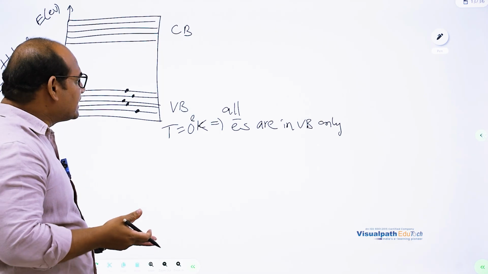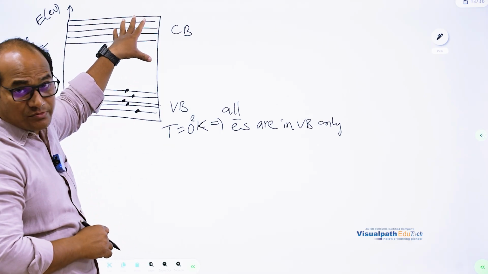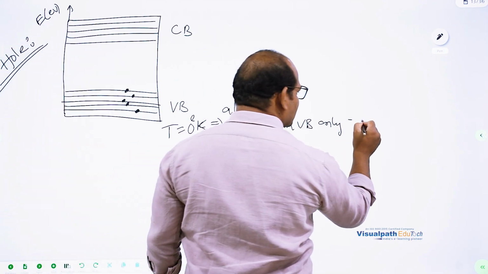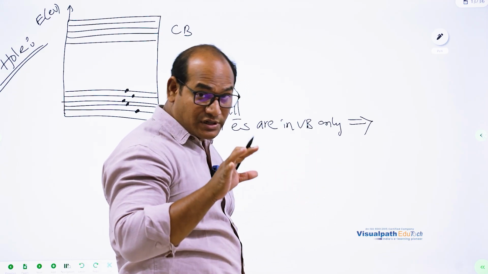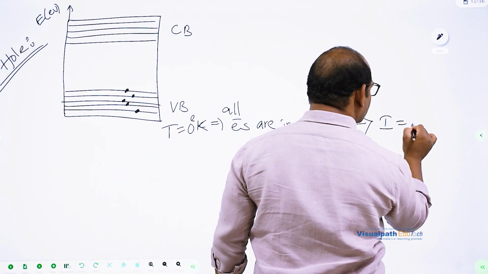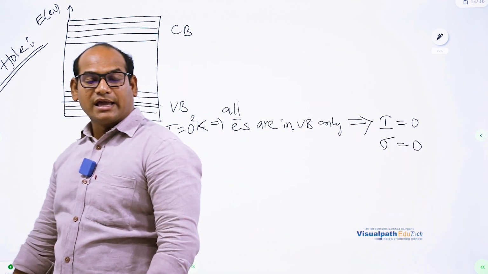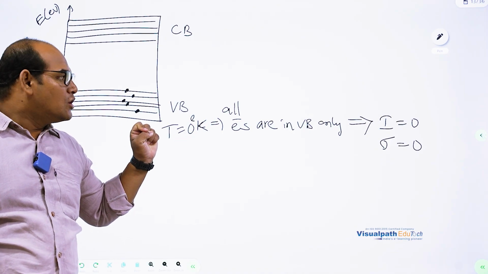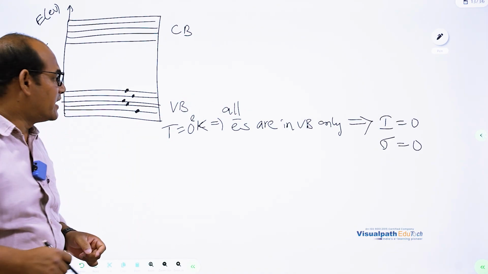At this moment, you will not get any current. If you want current, these electrons should go to conduction band. Then only current is possible. Because all the electrons are available in the valency band, those electrons are called bonded electrons. So we will not get any current. Current is equal to 0 or conductivity is equal to 0. This is possible at T equal to 0 degrees Kelvin. So no current means it is acting like an insulator.